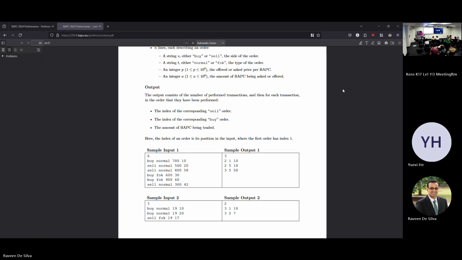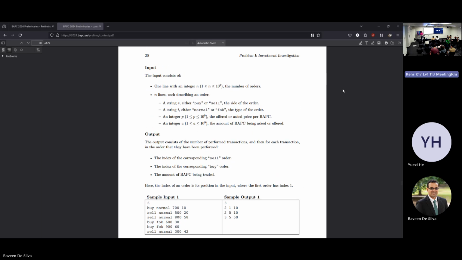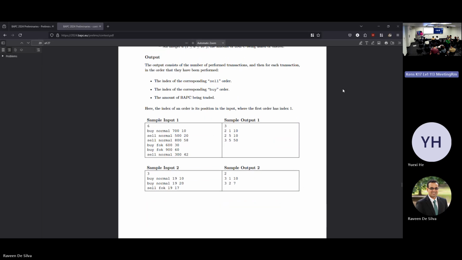Cool. So how do we go about this? N is up to what, 100,000 or something? Yep, 100,000. Okay, so how long does it take to process one of these orders? Log n. Sorry? Like log n time. Like without any data structures.